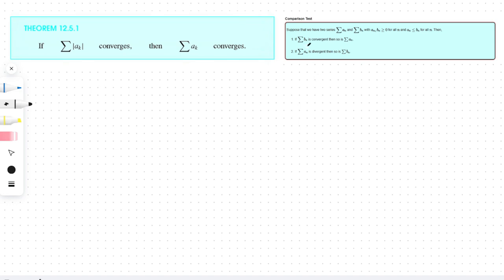To actually use the comparison test, we need to remember the conditions, of course. Both a_n and b_n need to be greater than or equal to 0 for all n, and a_n needs to be less than or equal to b_n for all n. Then if the series of b_n is convergent, so is a_n. If a_n is divergent, then so is b_n. Since we want the convergent part, we can just cross this out. That's not going to be very useful. But we are definitely going to be using this comparison test in our proof, so you'll see it very shortly.